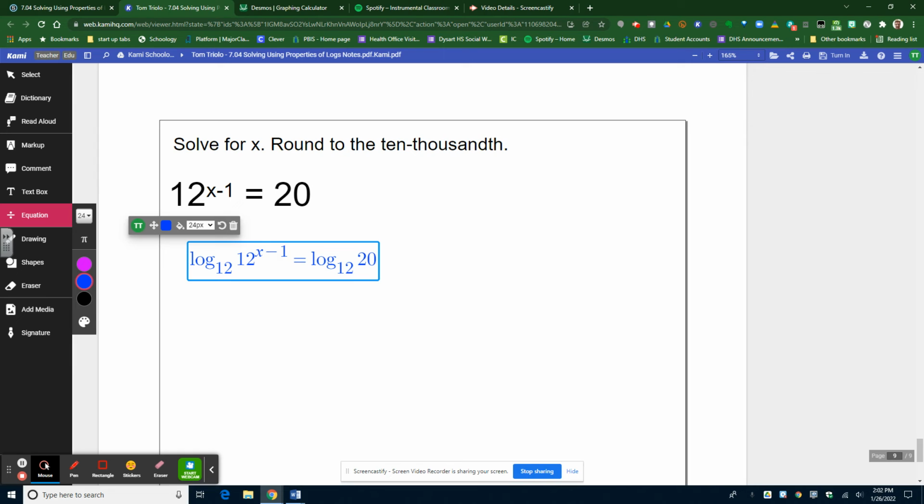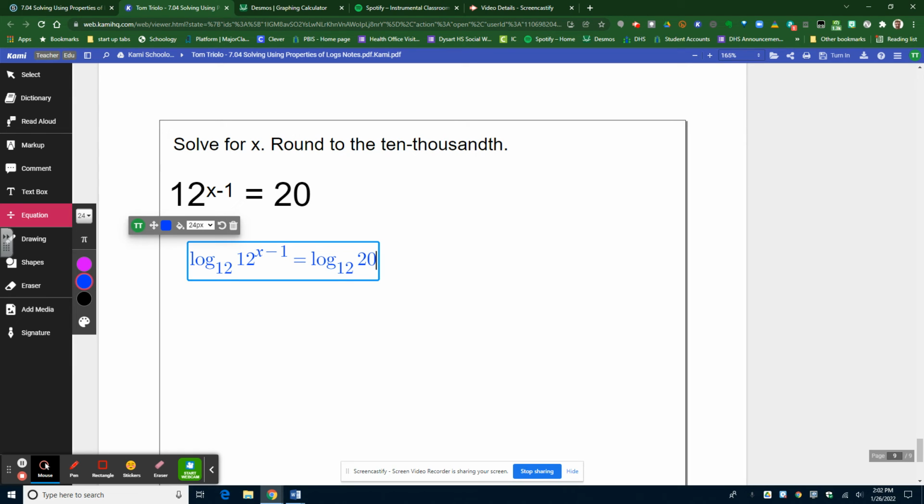I chose 12 because it's where the variable is attached. You don't have to, but when you choose any other base besides this one, the answer is going to look a little bit more complicated because I'm going to have multiple logarithms. So if my base was 6, I could put 6. Exactly. You can use any base you want.